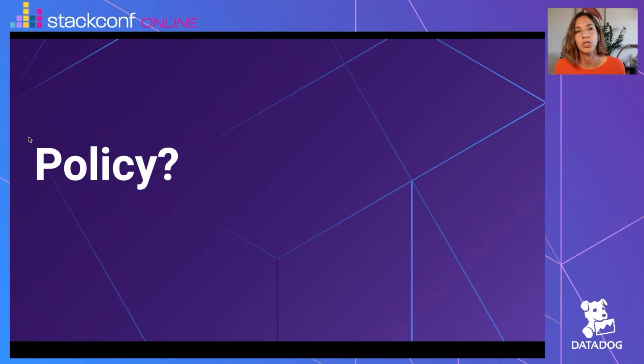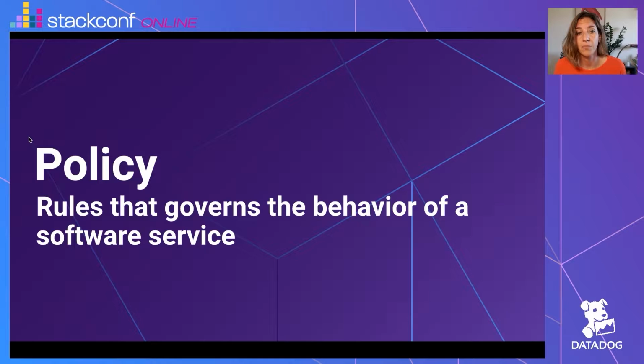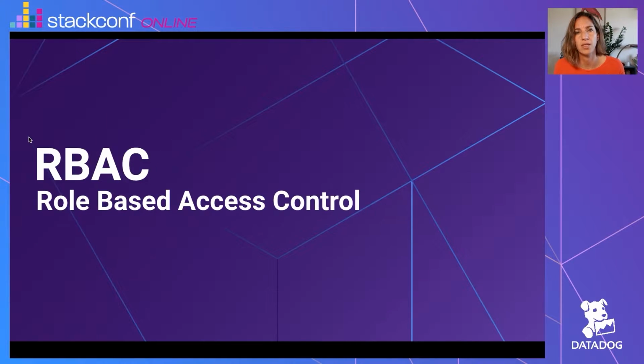But today we are going to be talking about policy, and what is policy, particularly when we are talking about software. So basically policies are the rules that govern the behavior of a software service. Basically what you can and cannot do in your cluster. And when we talk about what you can and cannot do in your cluster, if you already know Kubernetes, that sounds very familiar. That sounds like RBAC.